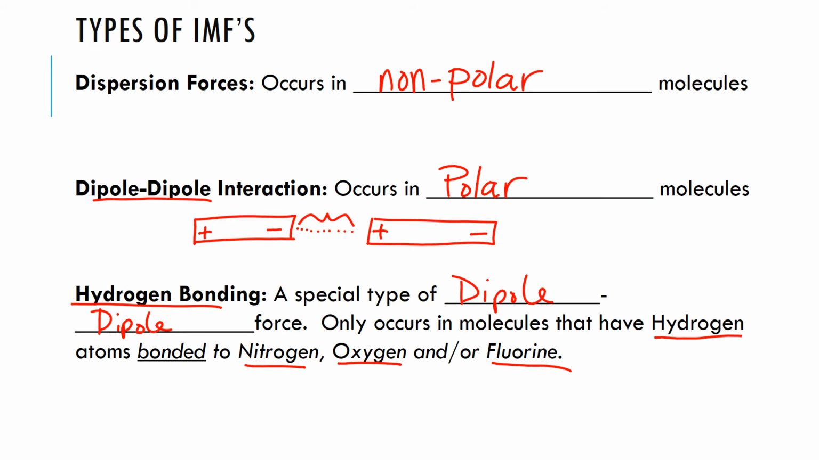of these bonds. So some classic examples of compounds with hydrogen bonding are water. We know water is polar because of the lone pairs on oxygen, and we have oxygen atoms bonded to hydrogen, so we have hydrogen bonding. Another would be hydrogen fluoride, also polar because it's not the same atom in the bond. And we have fluorine and hydrogen bonded together, so that gives us hydrogen bonding.